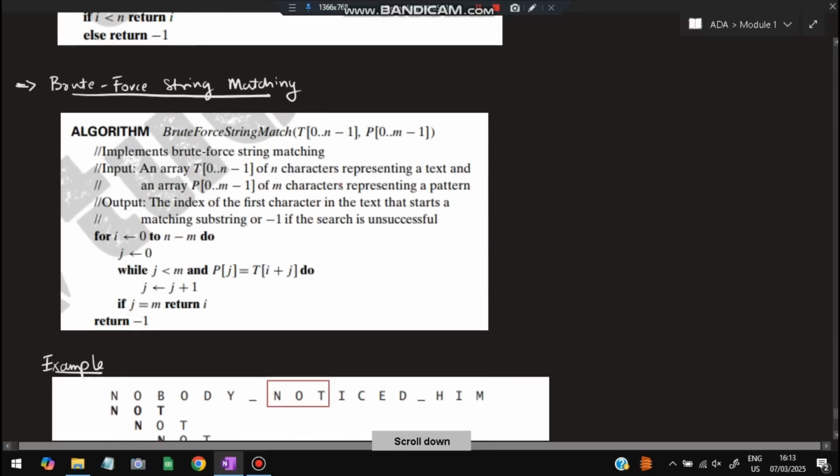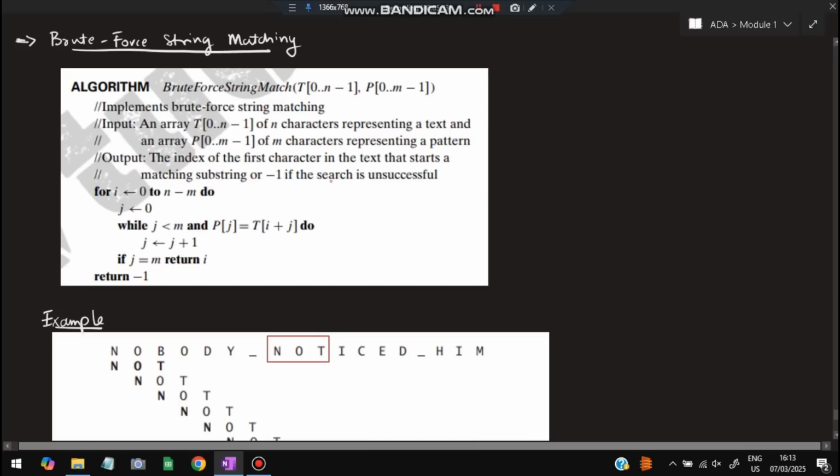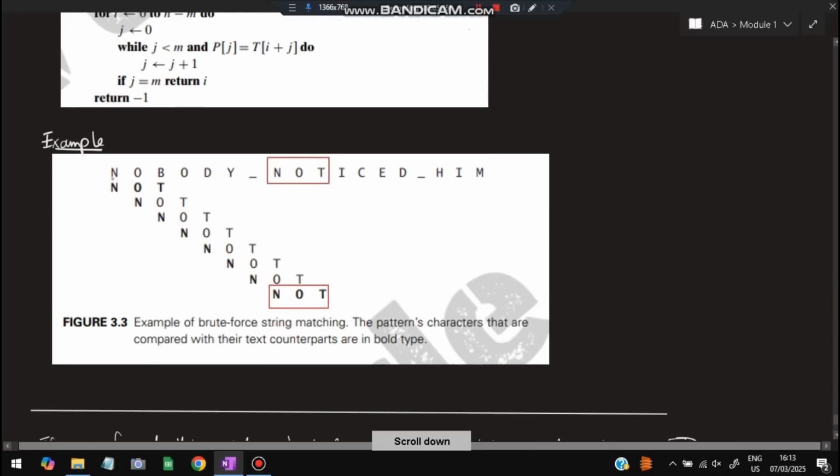The last one is brute force string matching. Brute force string matching means, suppose that this is a string here: "Nobody noticed him". We have to find a pattern. What is the pattern? NOT. We'll check if NOT is equal to NOB or not. If it is not correct, we'll move on. We'll check if OBO is equal to NOT or not. If it is not, we'll move, and we'll check BOD. Then we'll check ODY. Then DY underscore. We'll check Y underscore N. We'll check underscore NO. We'll check NOT. We got NOT here. Whenever we get it, we'll stop.